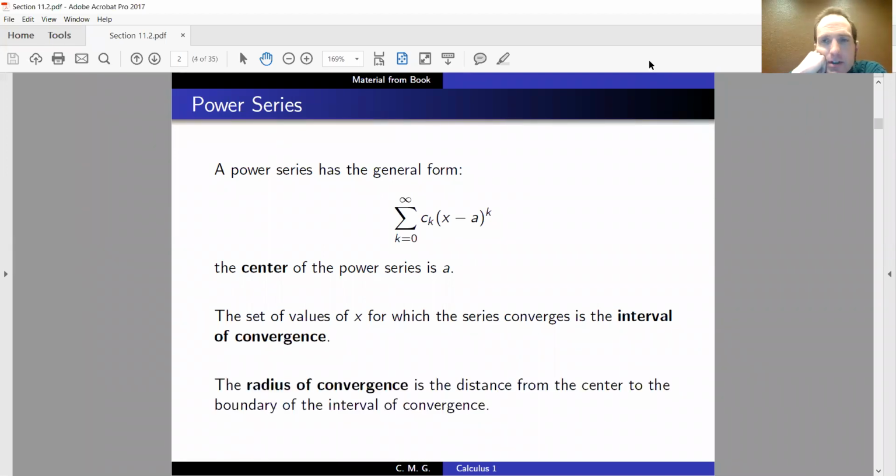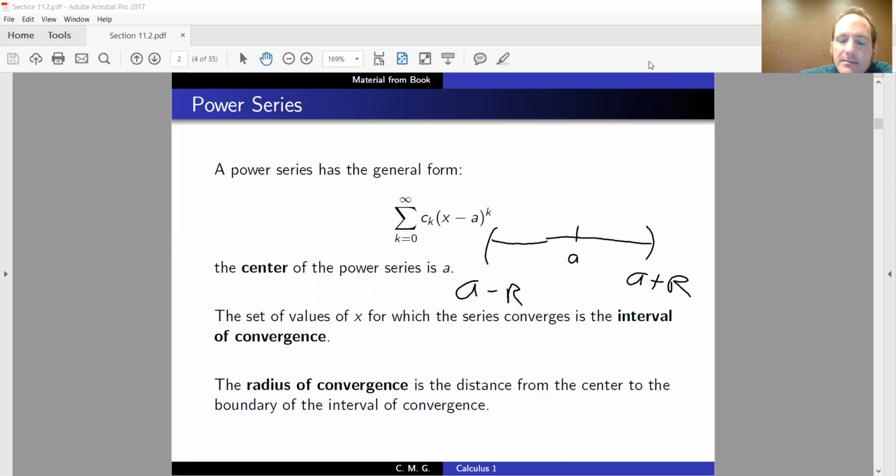The radius of convergence is the distance from the center to the boundary of that interval of convergence. So you can think of the center right here in the middle, and then on either side you might have a plus r and a minus r. Those two endpoints would be the endpoints of the interval of convergence. The r in there is the radius of convergence. So that's just a definition.